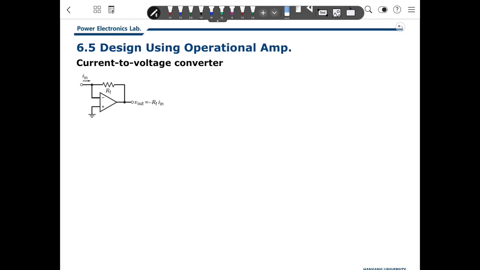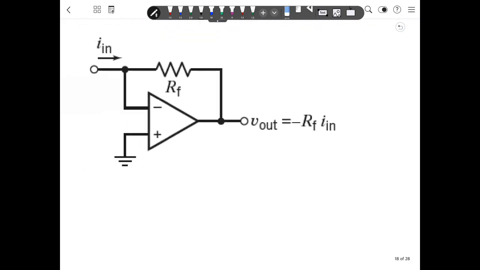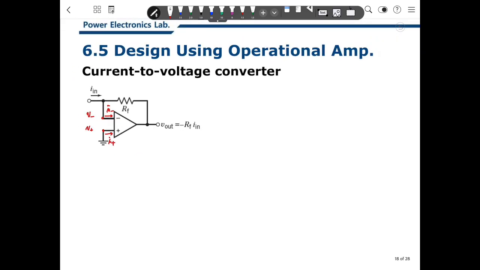So to get here, we can do that. First, define this as I negative. This is V negative and this is V positive, and this current is I positive and I negative. So we write the relationship: V positive equals V negative, and I positive equals I negative equals 0.